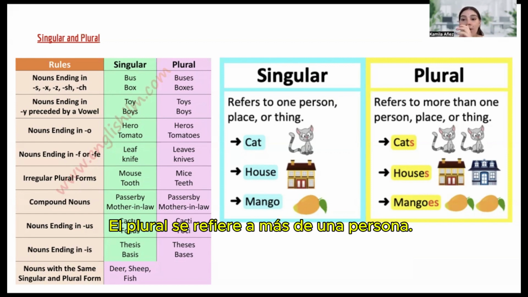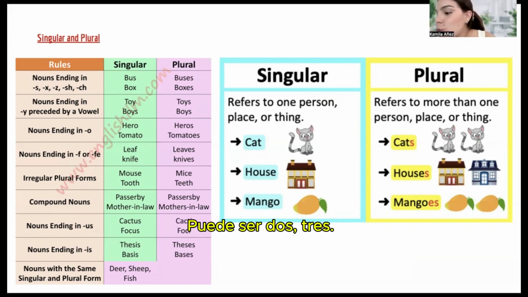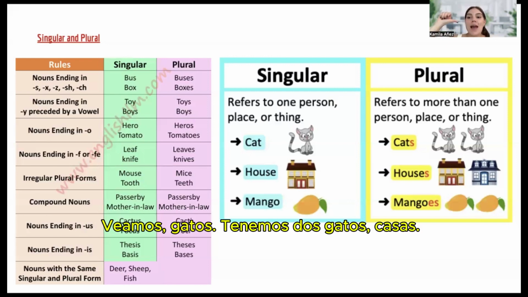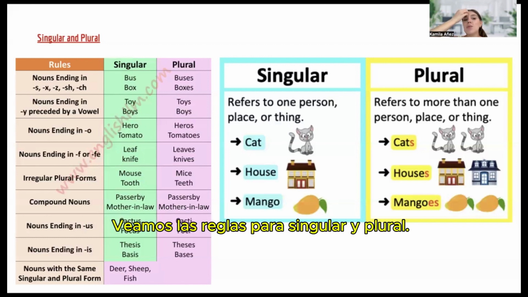Plural refers to more than one person, one place, or one thing. More than one. It can be 2, 3, 4, 5, right? 6, 7, 8, 9, 10, 20, 30, 40, 100. Okay. Let's see. Cats. We have 2 cats. Houses. 2 houses. Mangoes. 2 mangoes. Okay. Plural, 2 or more. Dos o más. Singular, just one. Uno. Let's see the rules for singular and plural.